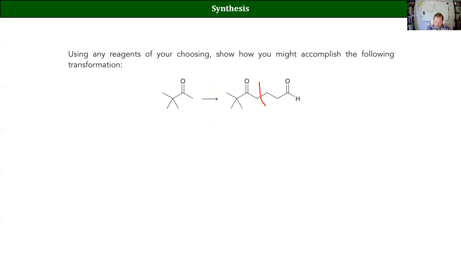So here we have it. If we started from a Michael acceptor, if we had this molecule and an alpha carbon, the alpha carbon could add to the beta carbon of our Michael acceptor, but we have to go through the Stork enamine process first.